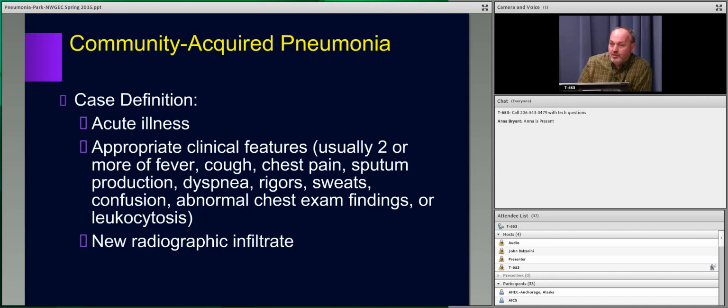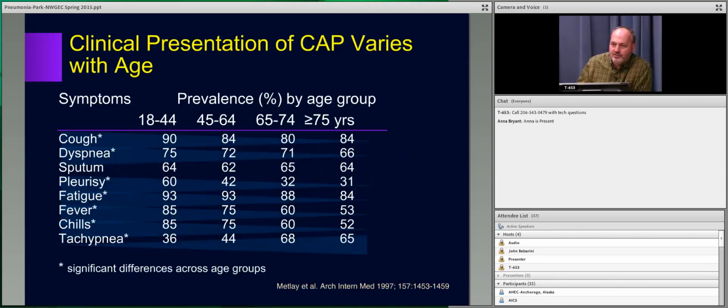So usually 2 or more of fever, cough, chest pain, sputum production, dyspnea, rigor, sweats, confusion, abnormal chest exam findings, and/or leukocytosis. And it's important that the X-ray findings be new. So if someone has pulmonary fibrosis, they may have had that for 8 years. That doesn't mean it's suddenly become pneumonia. So it's helpful if you have records of past x-rays when someone comes in with what appears to be a new case of pneumonia.